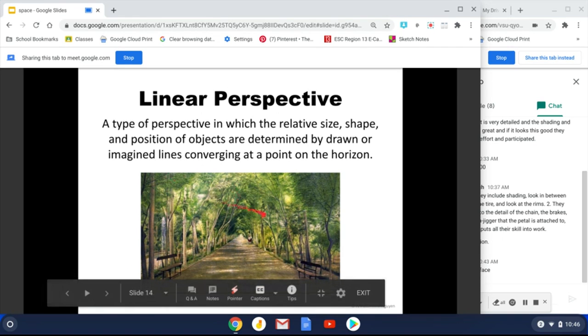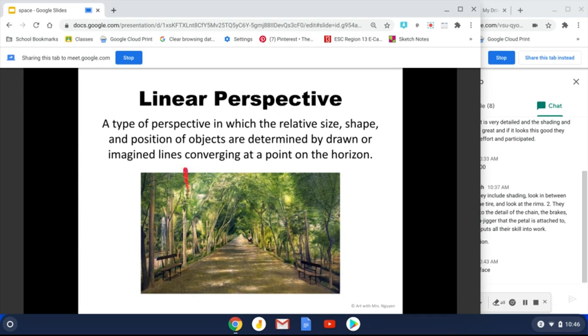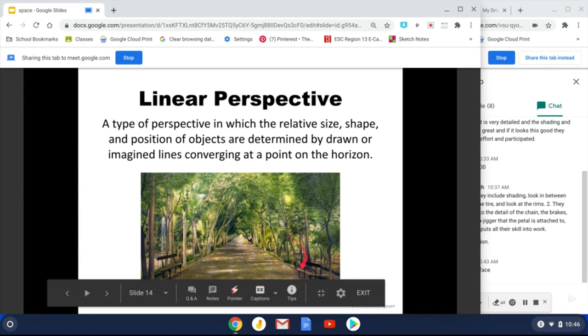And then linear perspective, we'll cover this next week. Okay, this is that one point perspective. This will be your project that you get to work on. Okay, that's all I have for today.